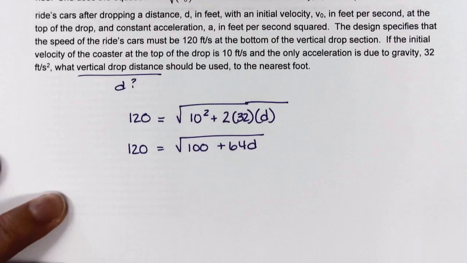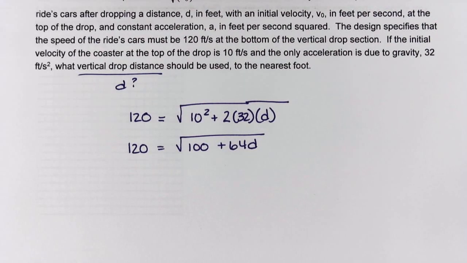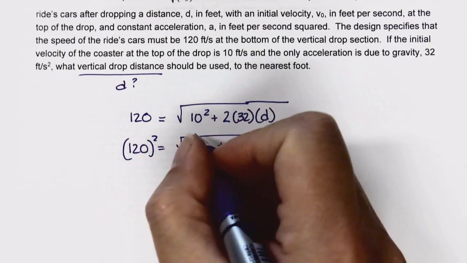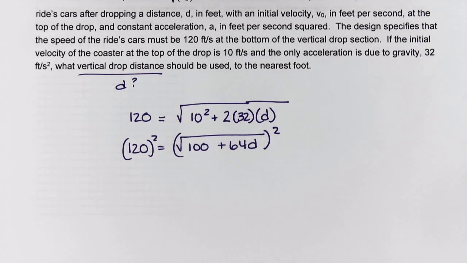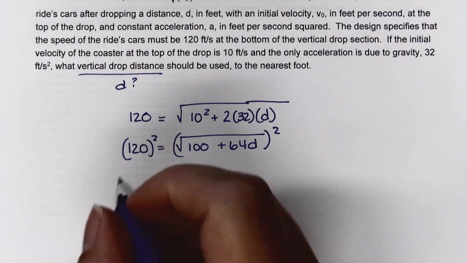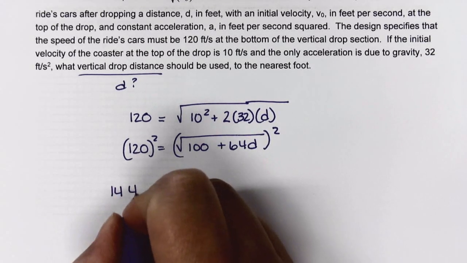I'm just going to do that. I like to do the stuff under the root sign, just because it makes it a little bit easier. My radical is isolated. What's my next step? Just square both sides. What's 120 squared? 14,400. Nice.